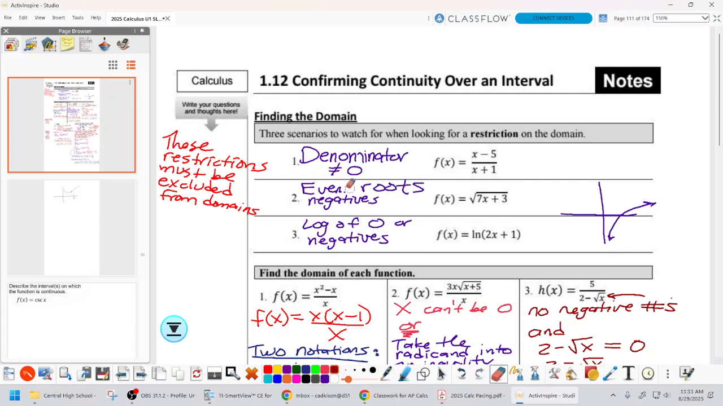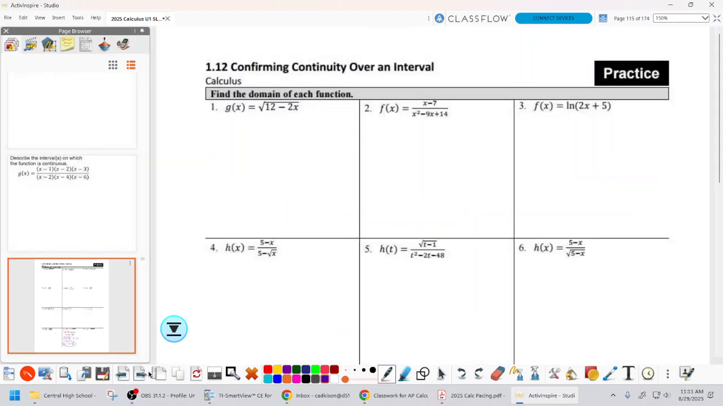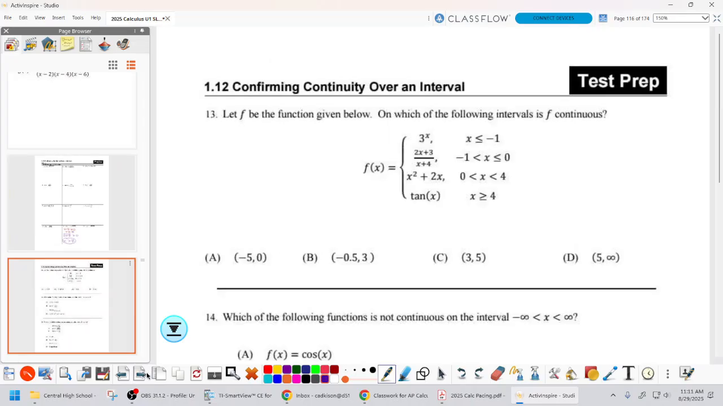Alright, any other problems to talk about on the homework? Number 10 on the next. On 113. Yeah. Can you do 14 on test prep? Yeah, is it on this? On 112, yeah. Is it on this page? It's on the next page, okay.